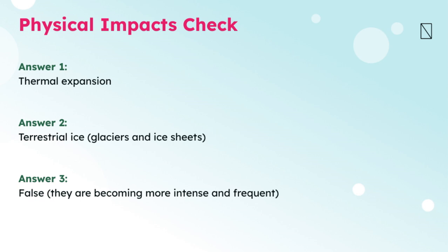For question 3, the answer is false. Extreme weather events such as hurricanes are not becoming less frequent due to climate change. They are becoming more intense, and in some cases more frequent. This matters because physical changes in the climate system create direct risks for people, economies, and natural environments.